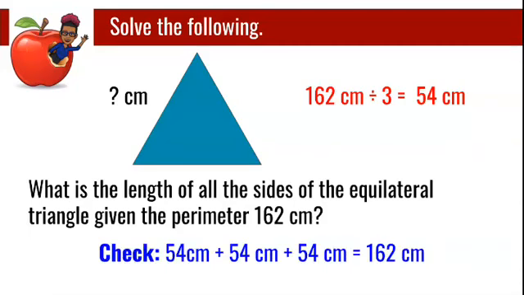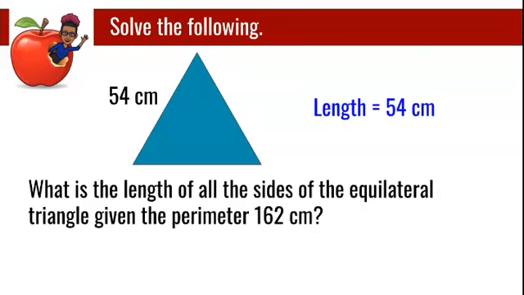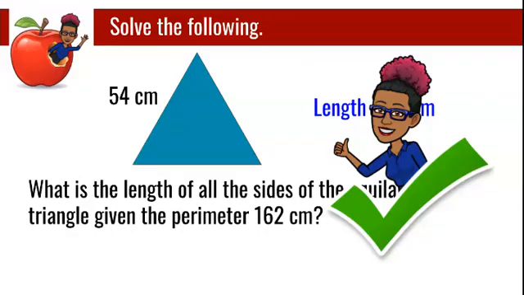So we can check, add 54 3 times, there are 3 sides. So 54 centimeters plus 54 centimeters plus 54 centimeters, we would get our perimeter of 162 centimeters. So 54 centimeters is our length of each side of the equilateral triangle.